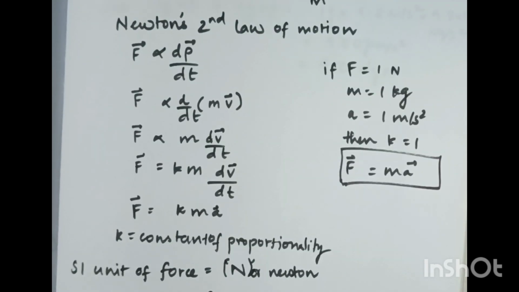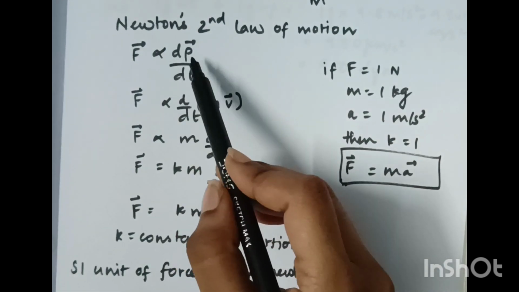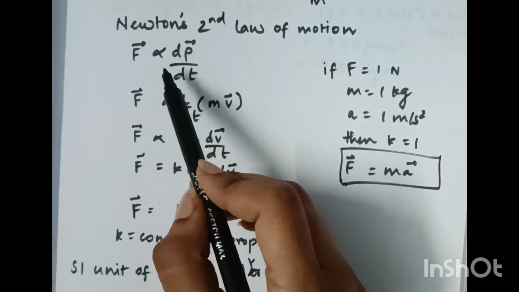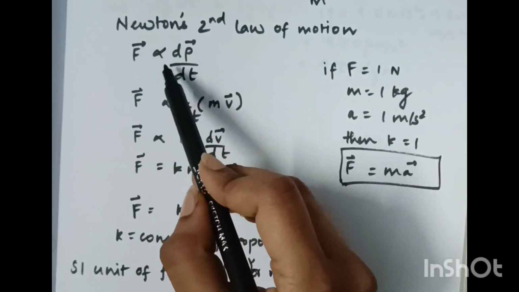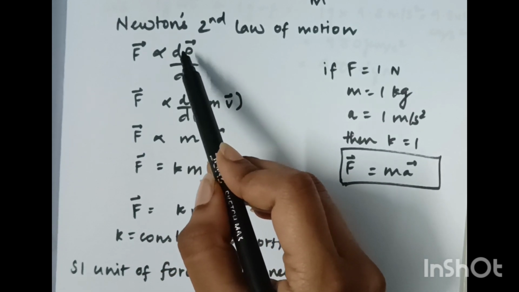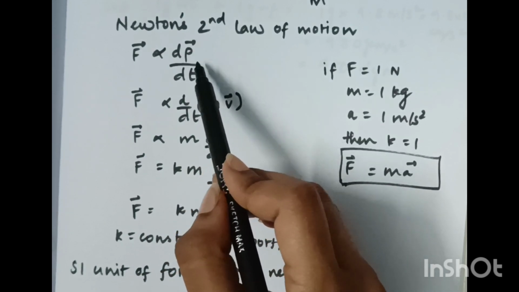Now let us see about Newton's second law of motion. The rate of change of momentum of a body is directly proportional to the applied force, and this change takes place in the direction of applied force. This is the law. So F is directly proportional to the rate of change of momentum, that is dp by dt.